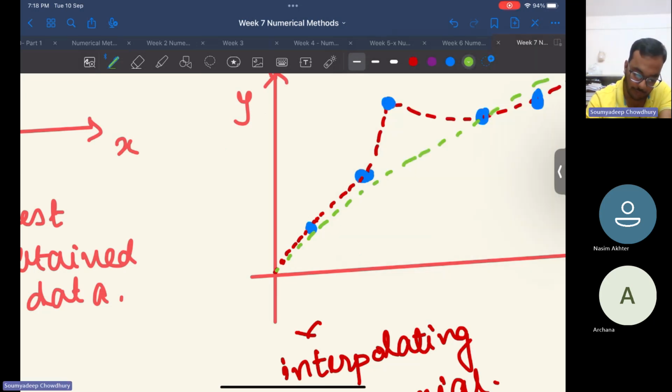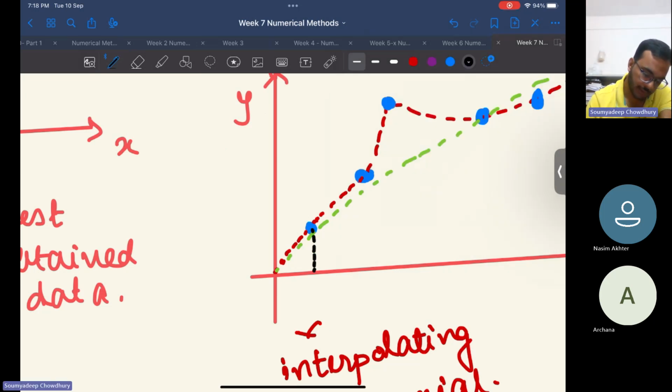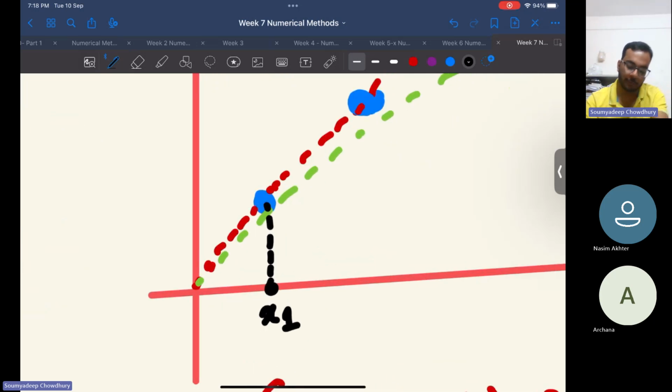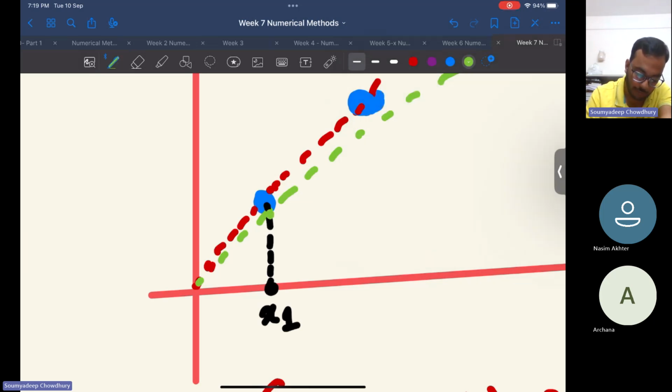Now you see here, this is the value of x, say x1. At this point, the experimental value and the obtained value using interpolation, the blue dot, are the same, because it lies on the interpolating polynomial. However, for the regression line, the obtained value is somewhere down on the green line. So there is an error for the regression.